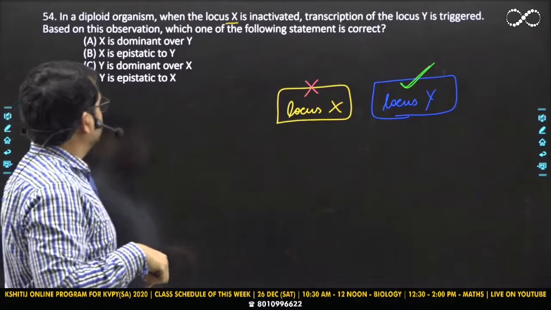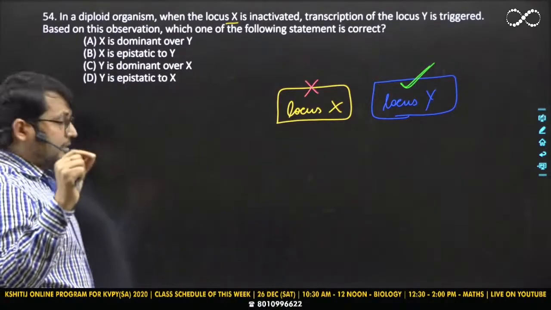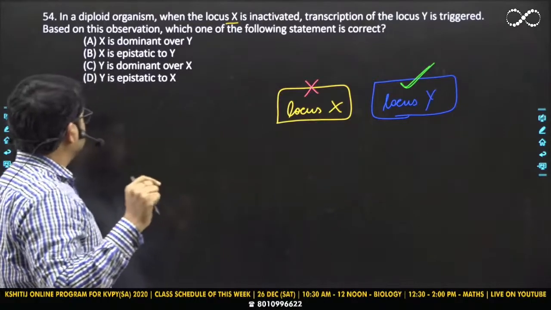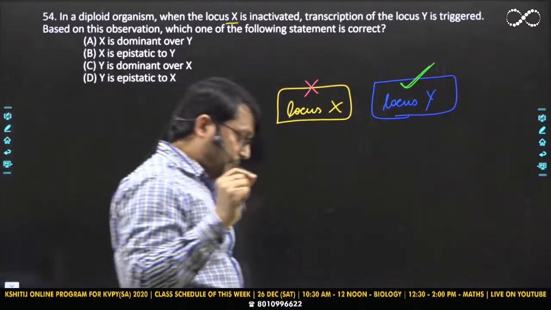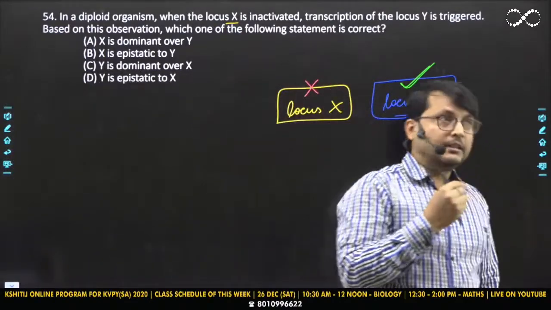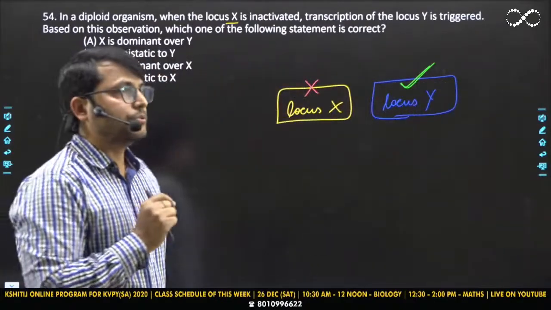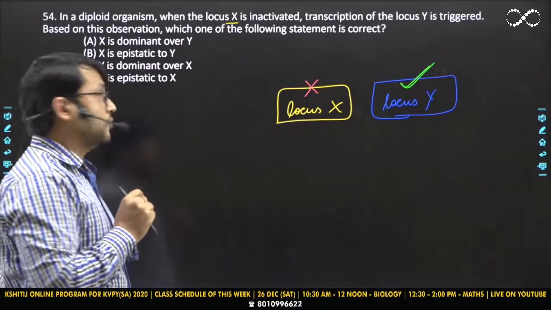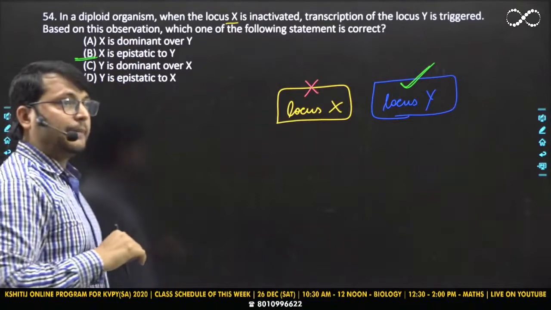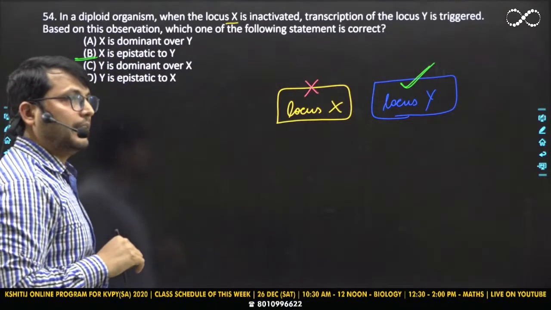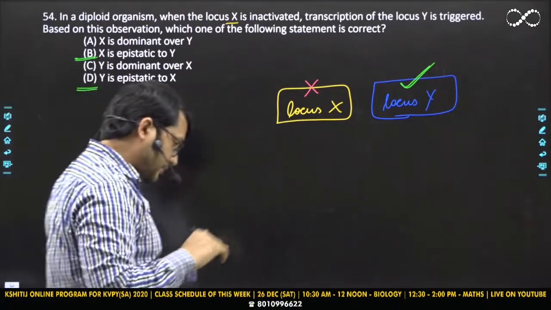A, X is dominant over Y. B says X is epistatic to Y. C says Y is dominant over X. And D says Y is epistatic to X. Great. Now, I can see the options. Most of you are saying option B, that is X is epistatic to Y. And one person, online edu, is saying option D, that is Y is epistatic to X. Let's see how it goes.